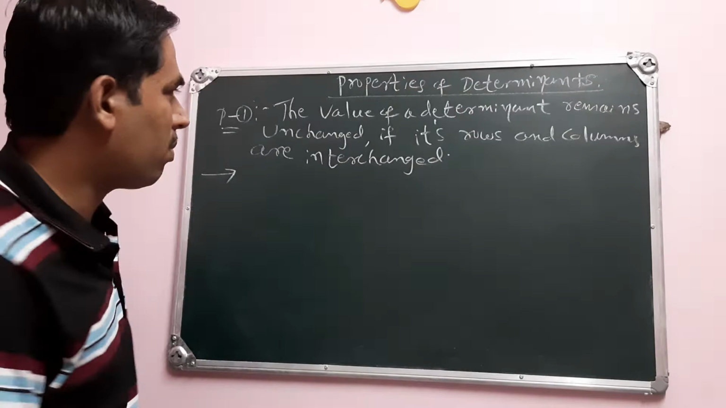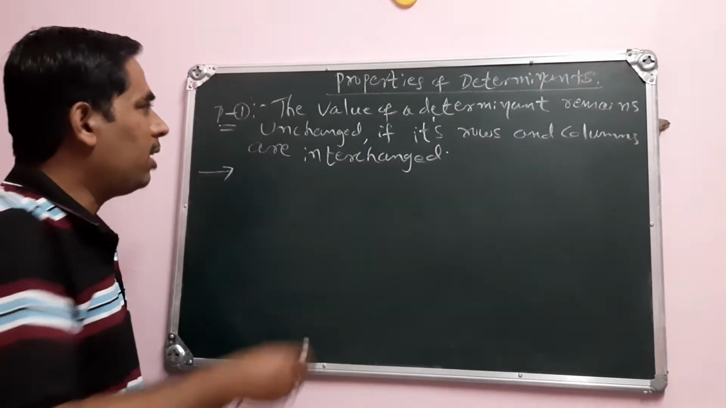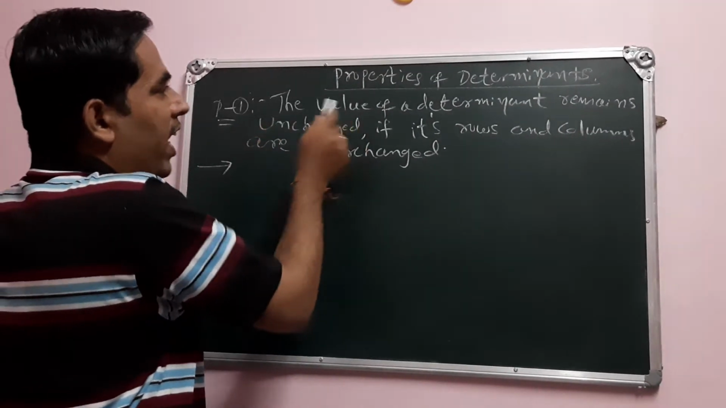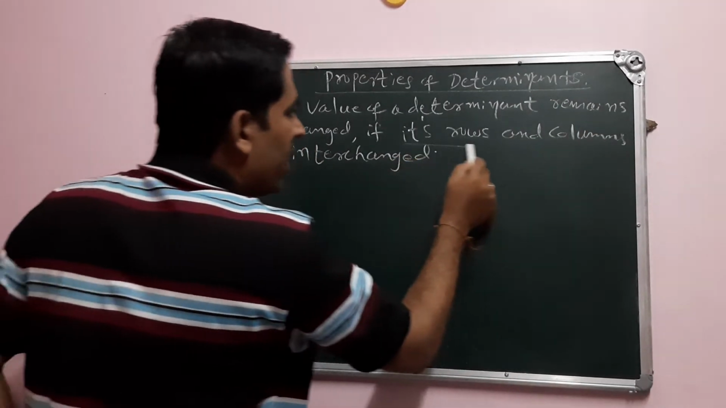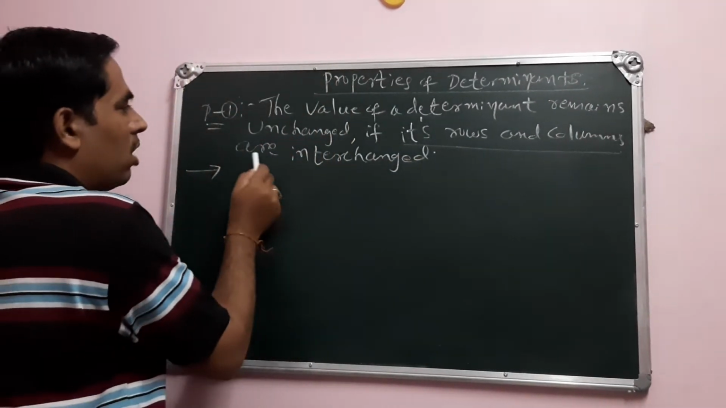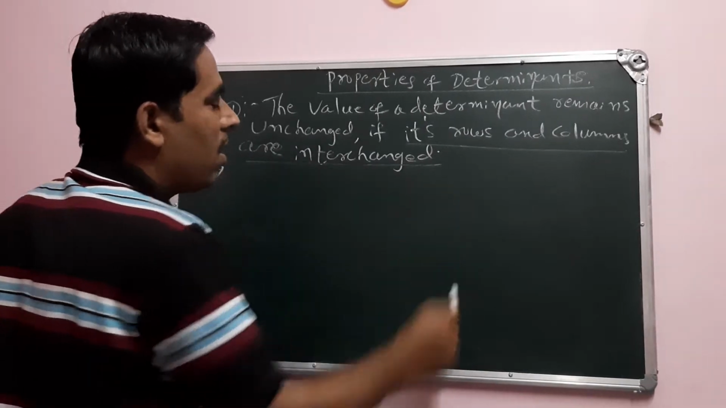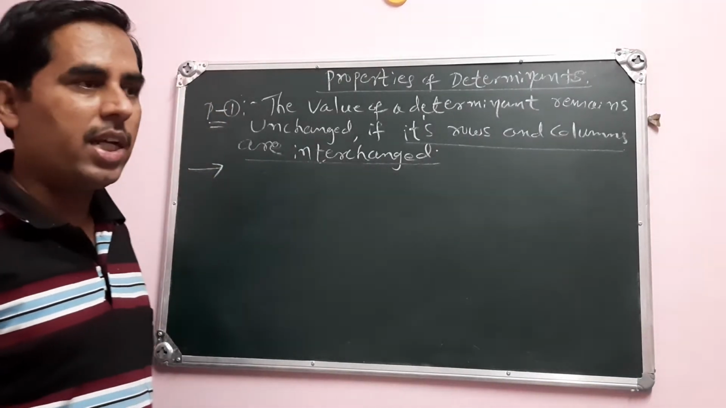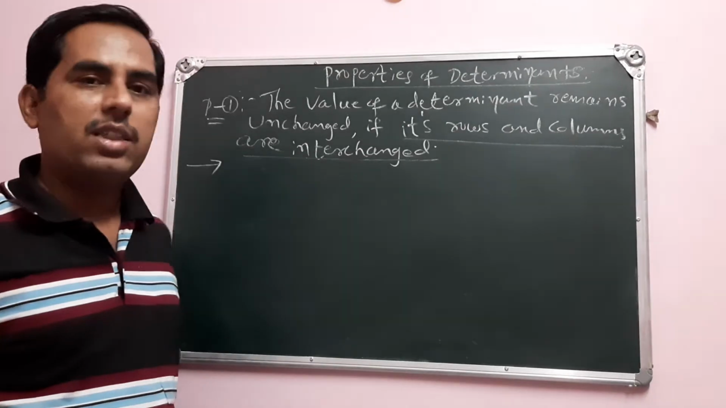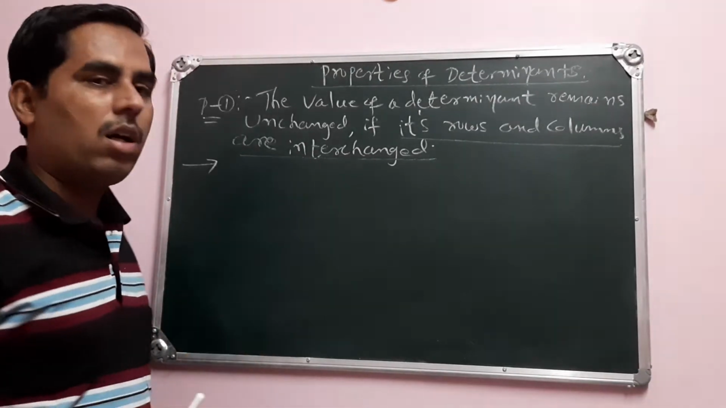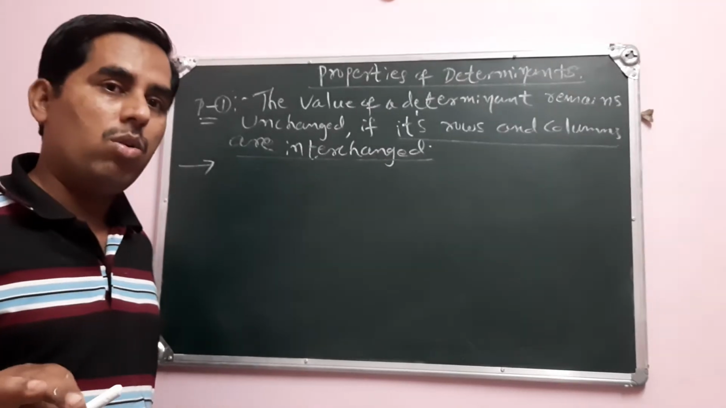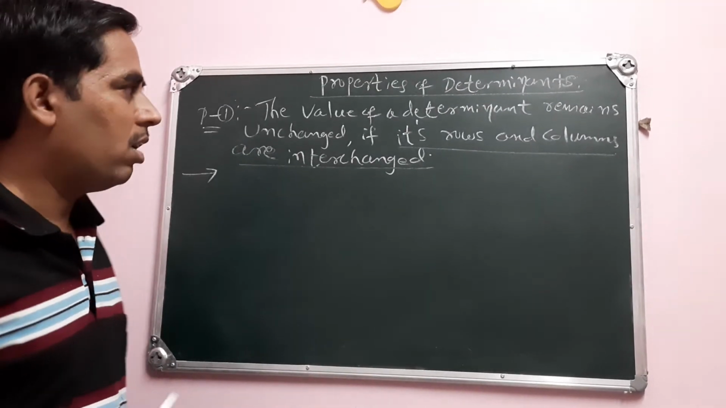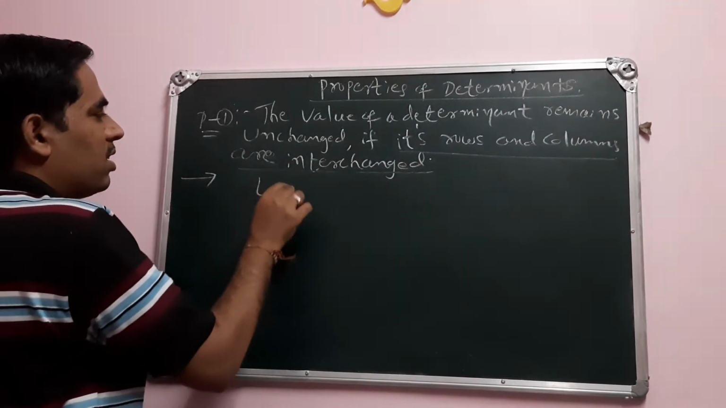First property. So what is the property here? Very simple property. The value of a determinant remains unchanged if its rows and columns are interchanged. What is the meaning here? If I consider any 3 cross 3 determinant and if I interchange rows and columns, then that value will not change. Let us consider the determinant here.